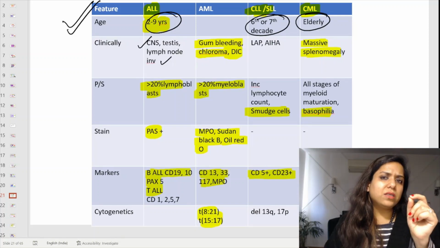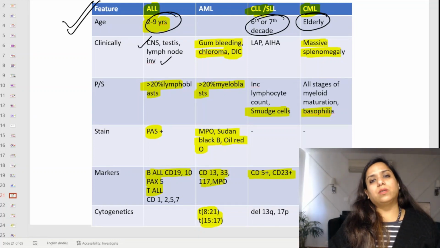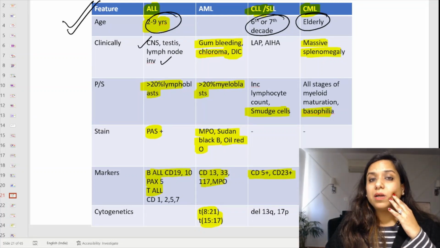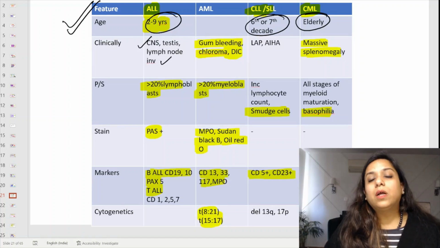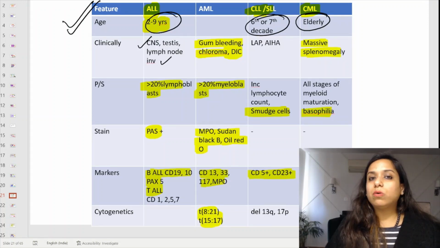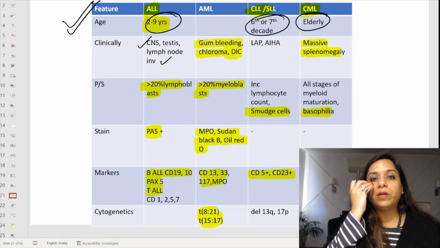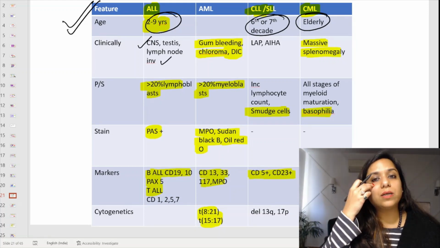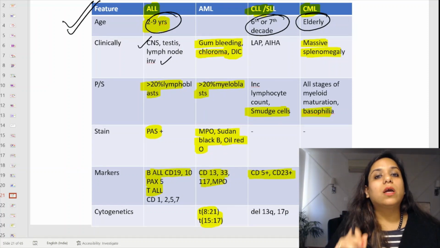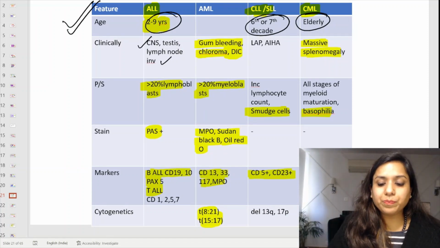AML, very characteristic two things which you have to look in the history, students, is gum bleeding or gum swelling or hypertrophy. One very important thing. Another is chloroma. What is chloroma? Soft tissue involvement. If AML involves the soft tissue, usually it is in the periorbital location, it is called as a chloroma, right?